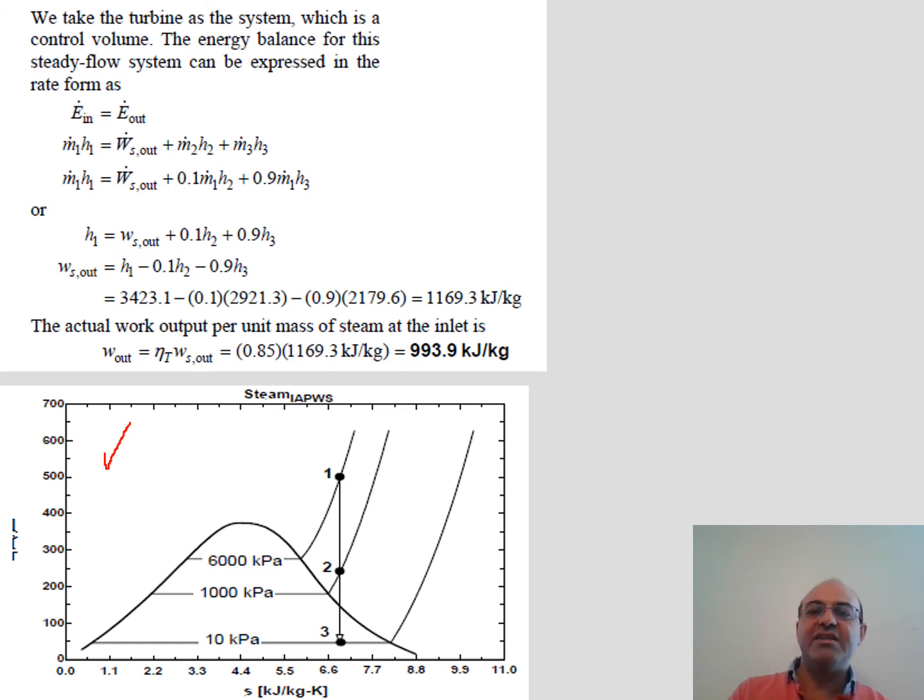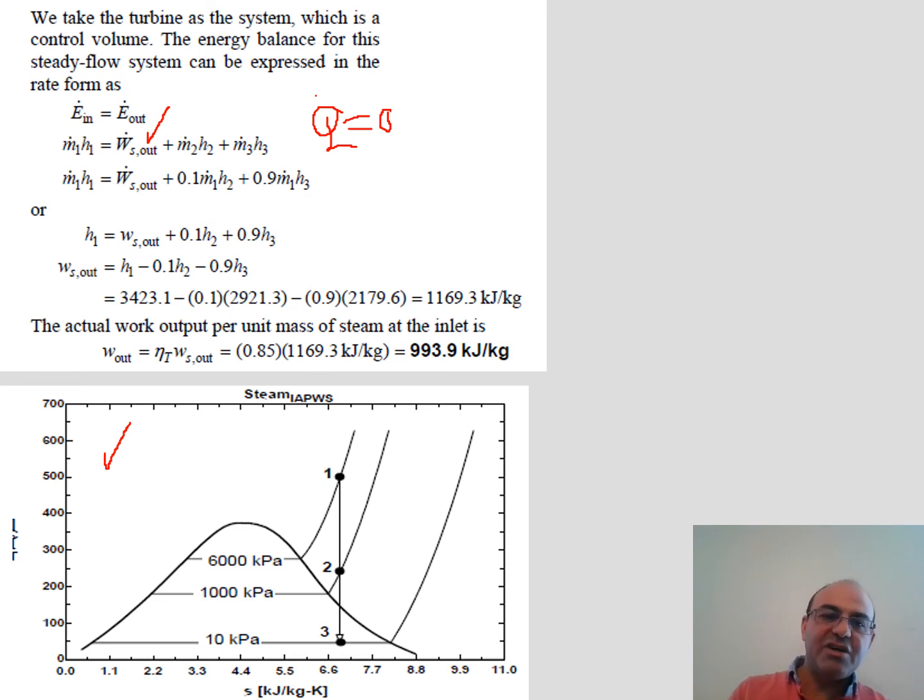So now we write the first law. Energy in is equal to energy out per unit time. We need to mention that this is a steady flow process. Then for the steady flow process, energy in is equal to energy out per unit time. We also need to mention that the turbine is adiabatic, so Q is 0. We either mention it here or at the beginning of the problem.